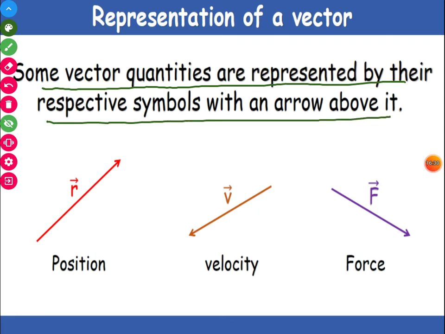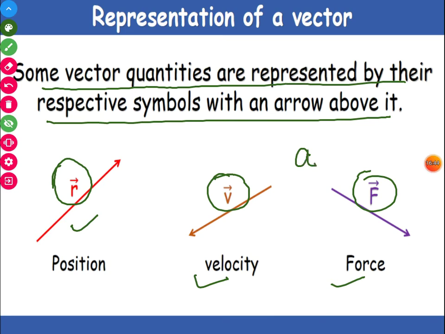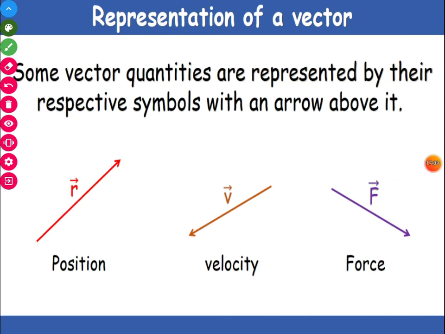Now the next topic: some important vector quantities are represented by their respective symbol with an arrow above it. For example, position is always represented with vector R, velocity with vector V, and force with vector F. And there are so many. For example, acceleration is always represented as small a. These are the letters which are already assigned to a particular physical quantity: R for position, V for velocity, F for force, A for acceleration. And there are so many other things which you will study in class 11th.